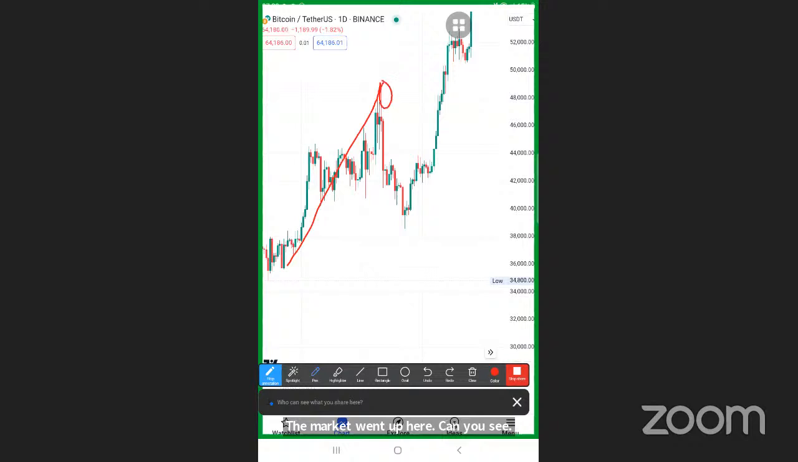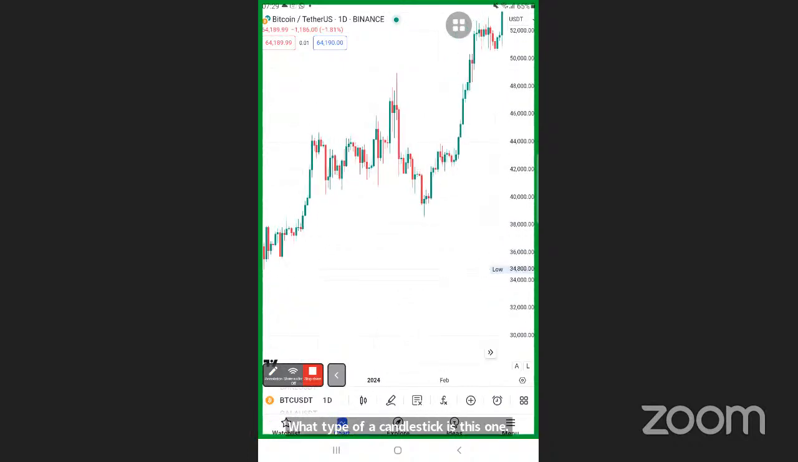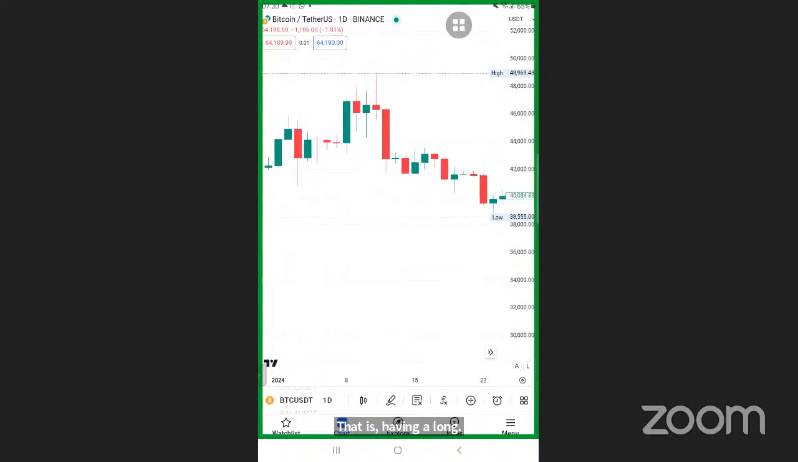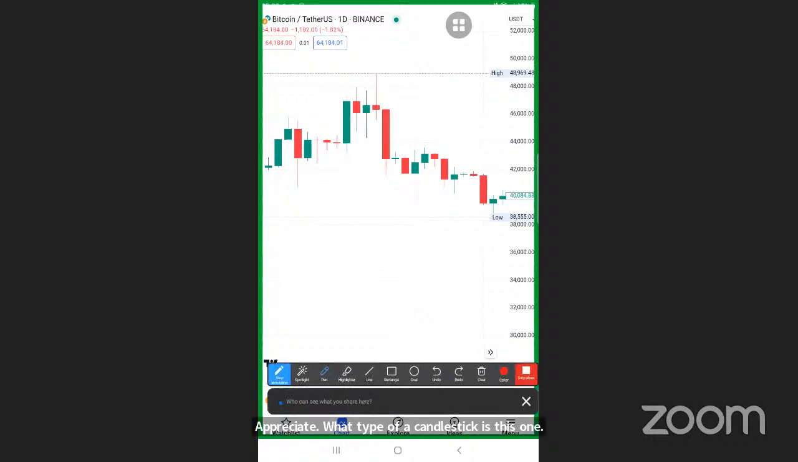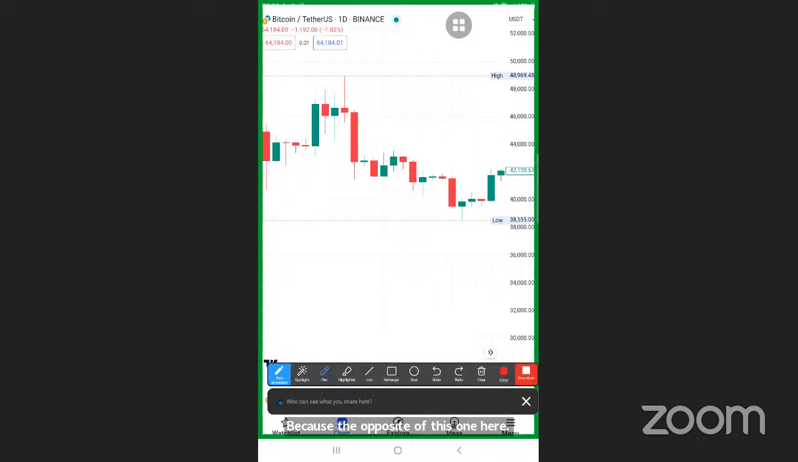Then you can see here the presence of that shadow I was talking about. What type of a candlestick is this one, if I may ask, that is having a long upper shadow? Because the opposite of this one here, this one is the female and this one is the male.